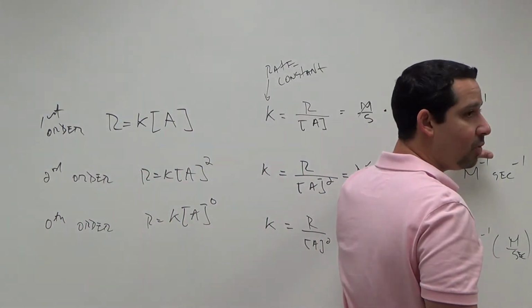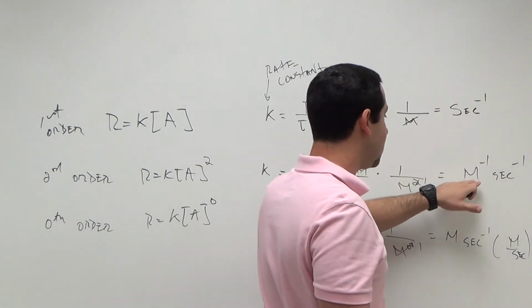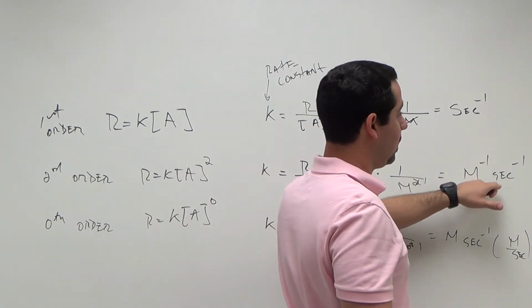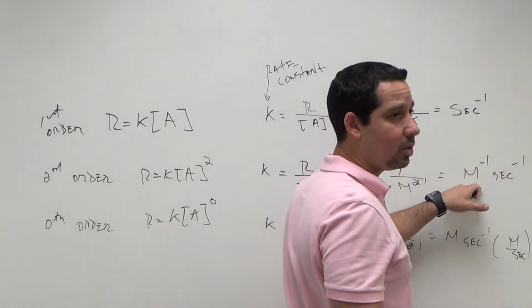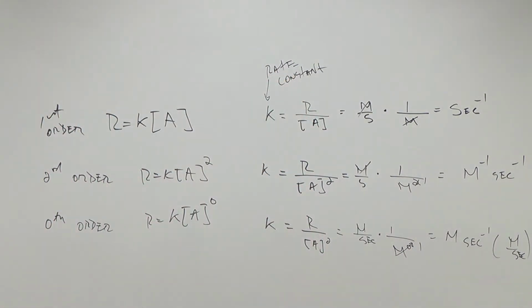If the units are inverse time, what order is that? First order. If the units have molarity to the -1 and seconds to the -1, what order is that? Second order. And molarity per second, the units are for zeroth order. Yes or no?